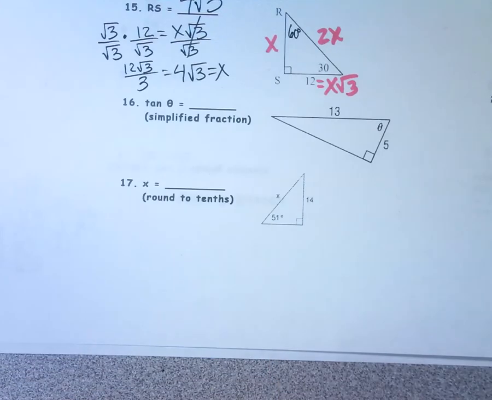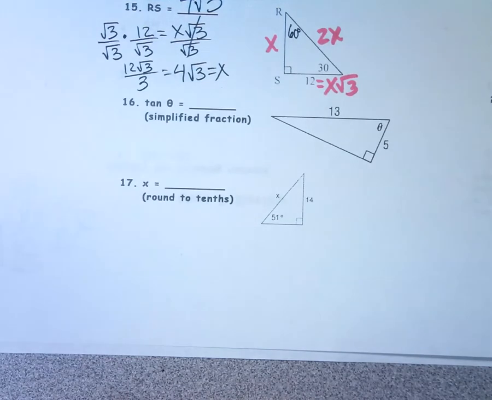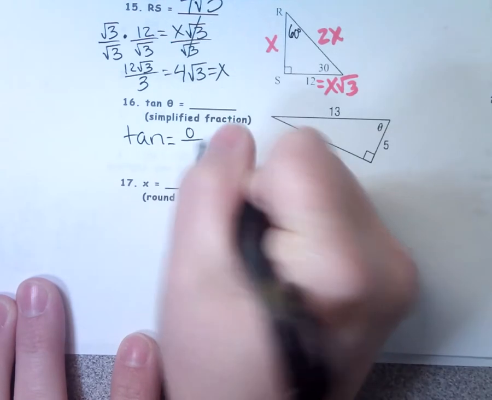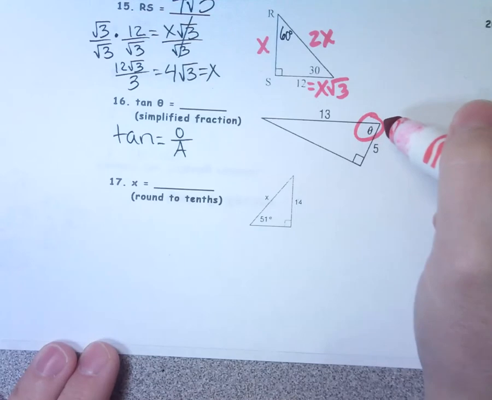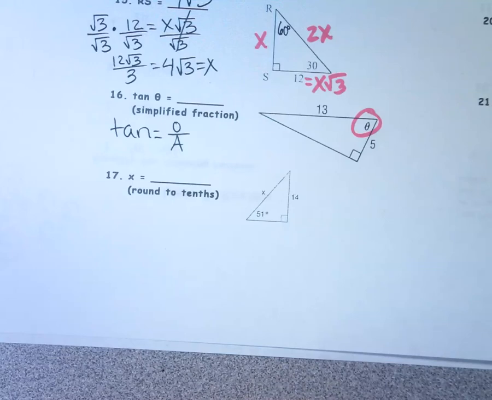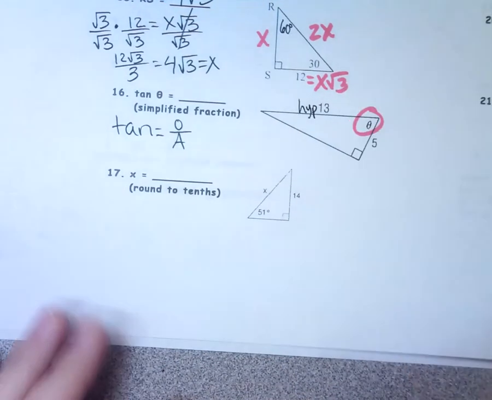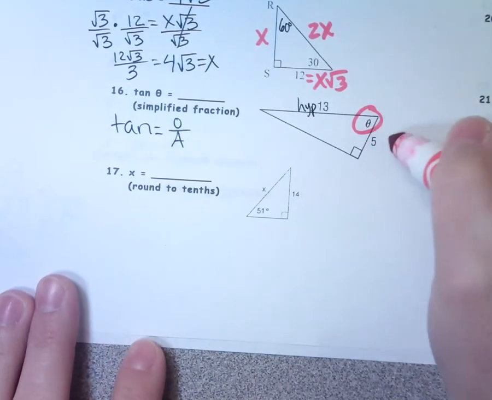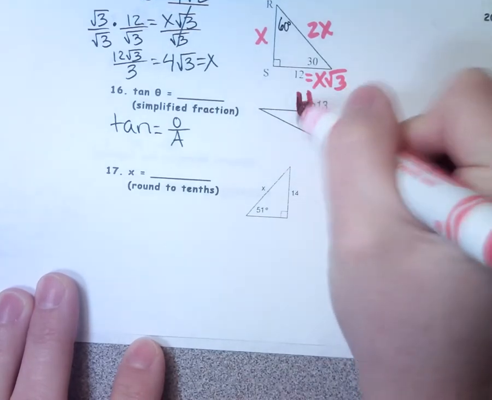Okay, number 16, tangent of theta, and this says simplified fractions. So this just wants the ratio. So remember, tangent is opposite over adjacent. So let's come over to the angle. And if we look, the 13 is the hypotenuse. The 5 is right next to the angle, so that is the adjacent. Let me go ahead and make that a capital H in red so you can see it.